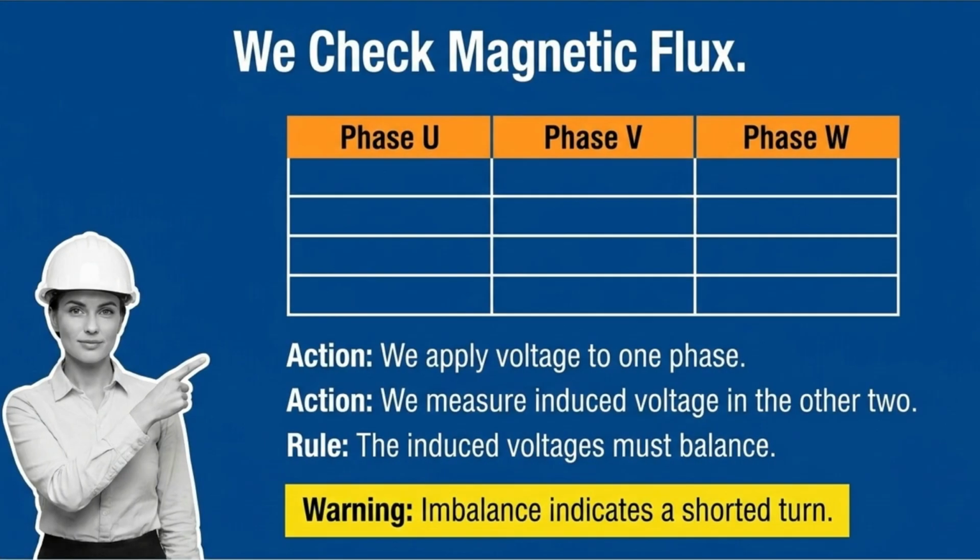When checking magnetic flux, apply voltage to one phase and measure the induced voltage in the other two. These voltages must be balanced. Any imbalance serves as a warning of a shorted turn.